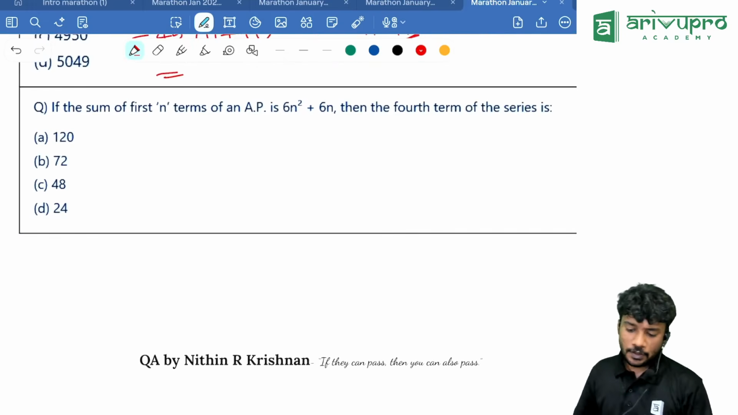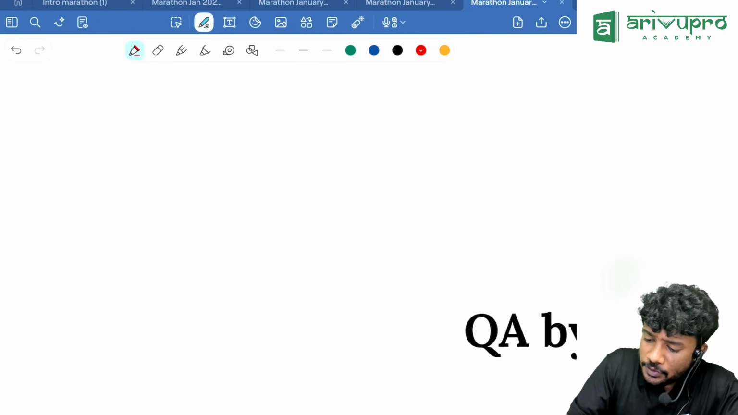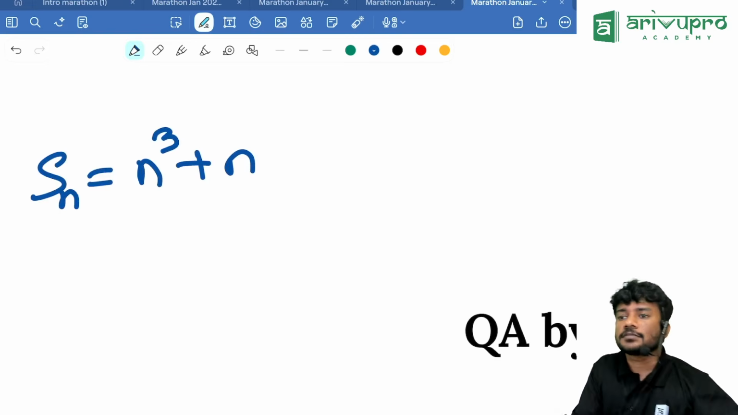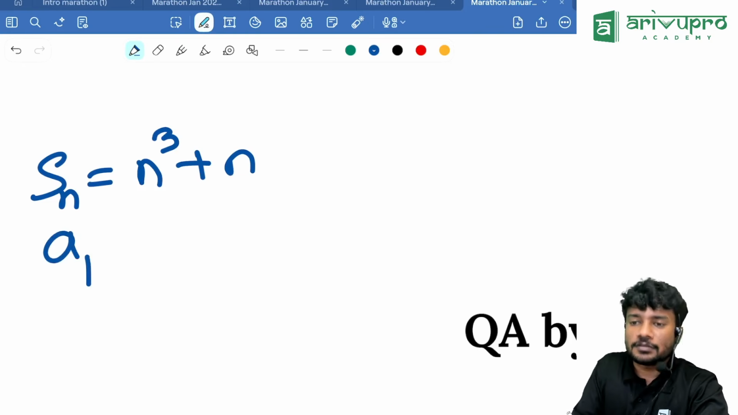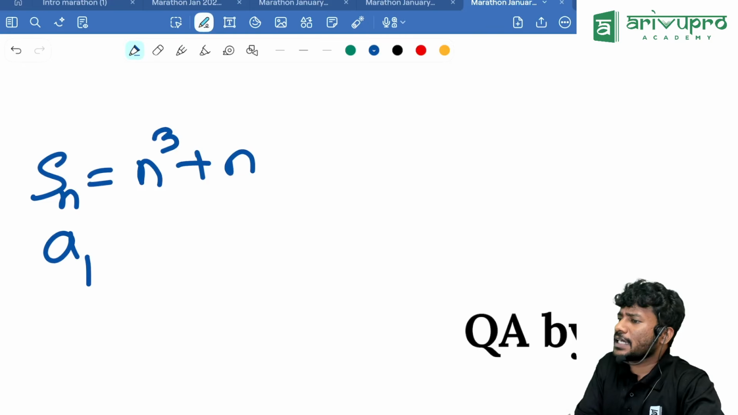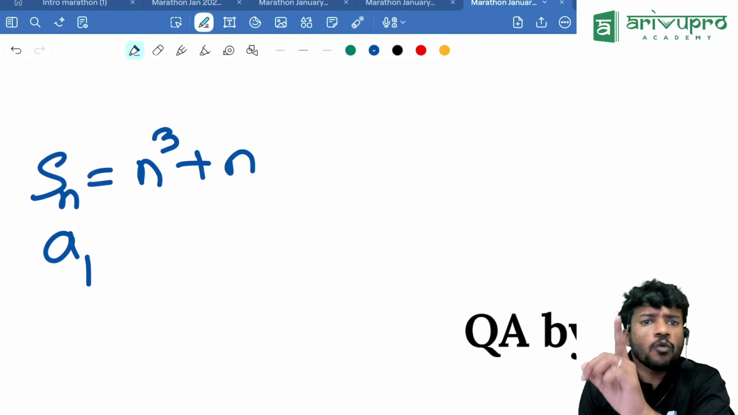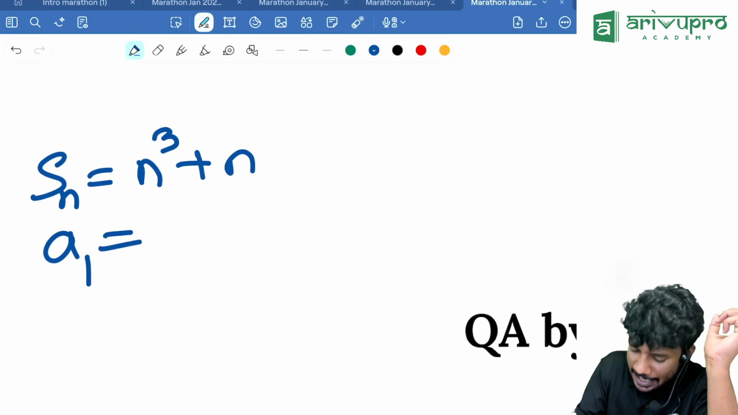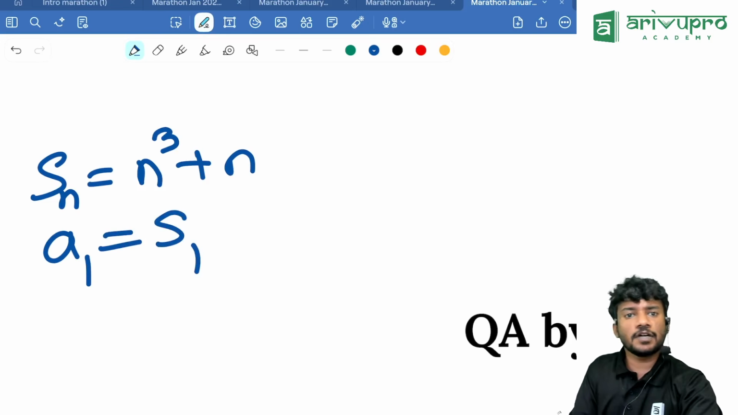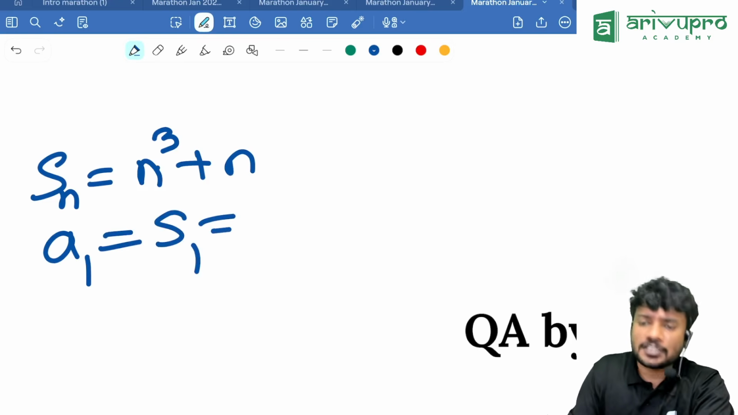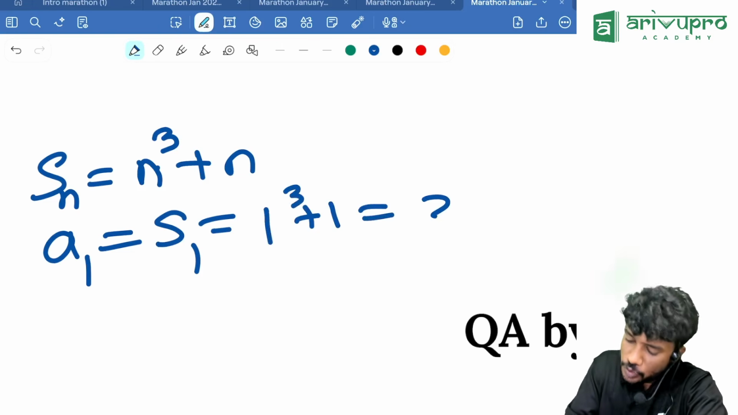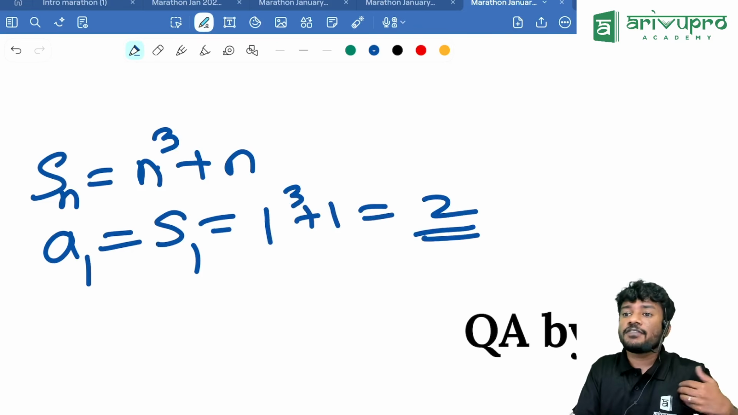Now, I'm randomly telling you guys that Sn is equal to n cube plus n. Then you tell me what is the first term, A1? Sn means the sum of n terms. If there is only one term, then that term itself is the sum. So can I say that A1 is equal to S1? S1 is equal to, instead of n we will put 1. 1 cube plus 1 is nothing but 2. That is A1.